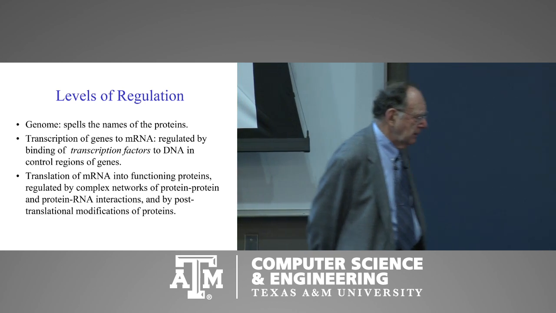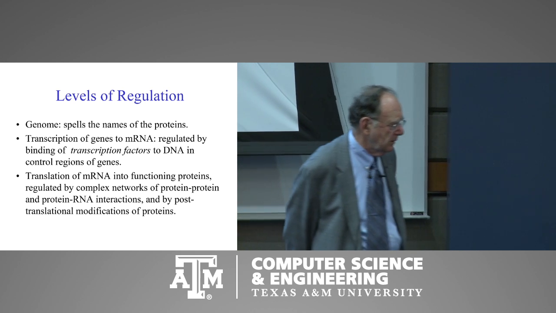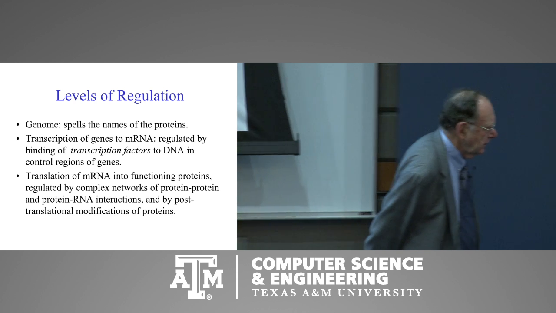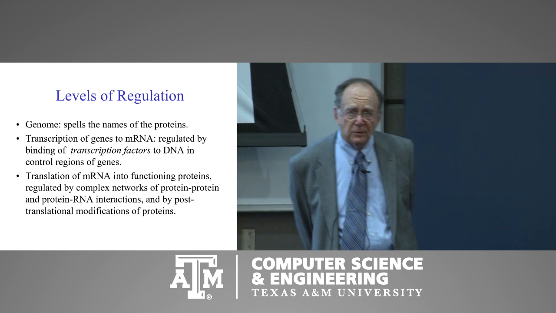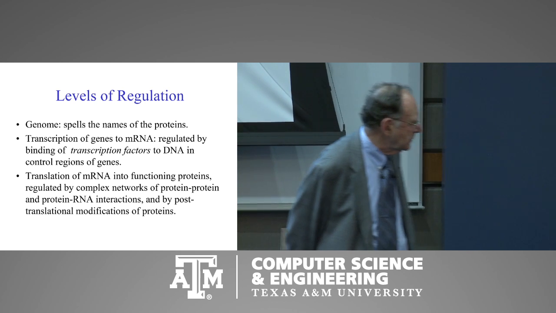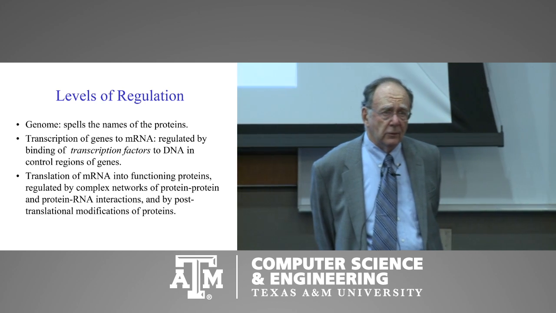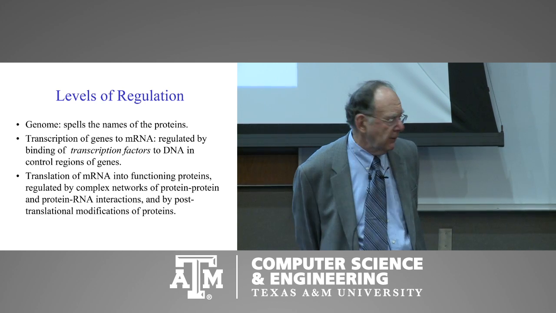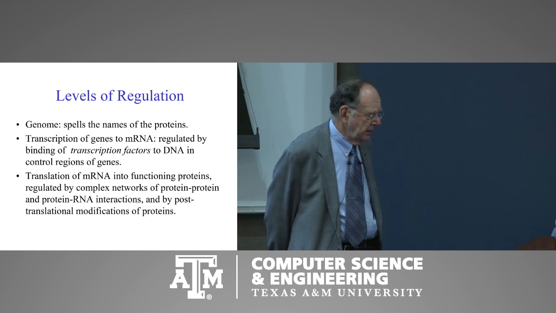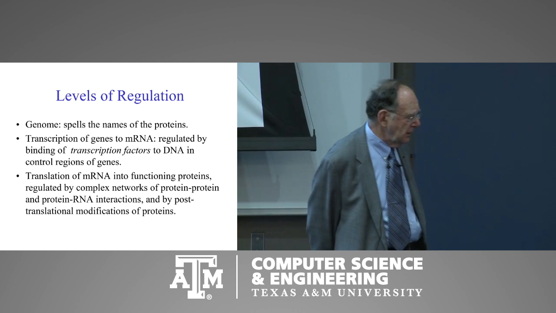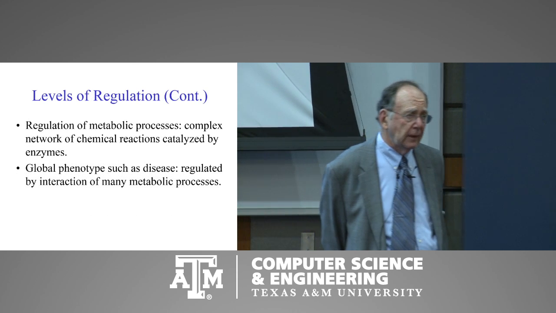So there are several levels of regulation. First of all, the genome, which spells the names of the proteins in the form of the genes, the parts of the DNA that code for proteins. The transcription of the genes to messenger RNA, and usually the determination of whether a particular gene is being transcribed and in what abundance is regulated by existing proteins in the cell, which have to bind near the gene to enable it to configure itself to be copied into RNA. And then the whole business that we are just beginning to pick apart of the translation of mRNA into proteins and the complex networks of protein-protein and protein-RNA interactions that develop to regulate what goes on in the cell.